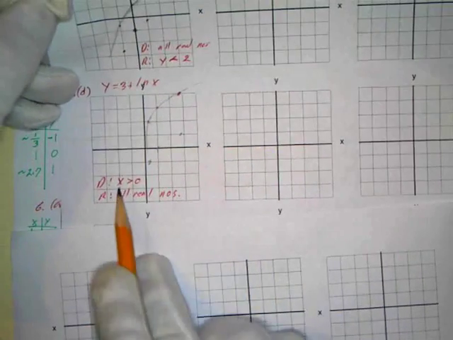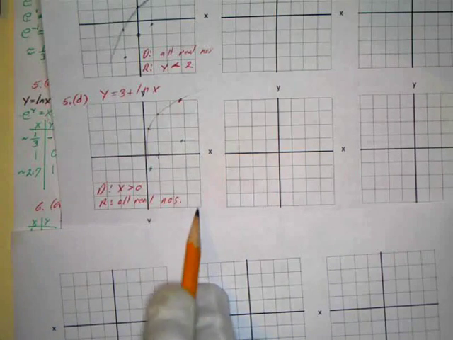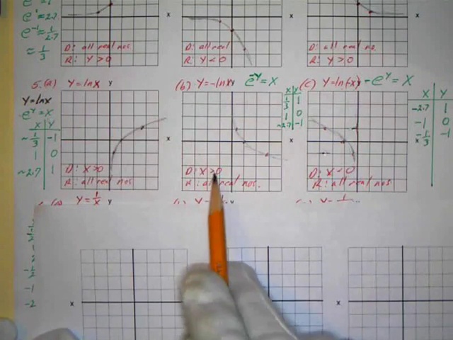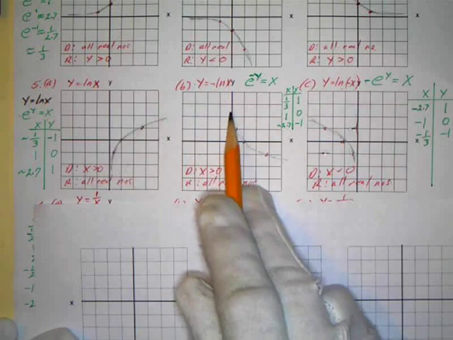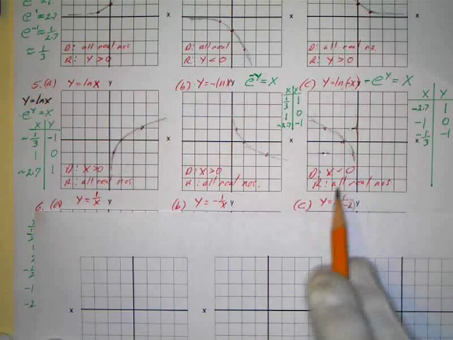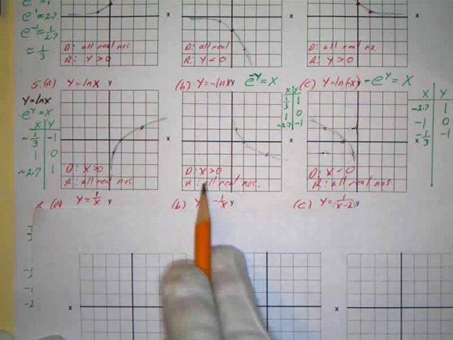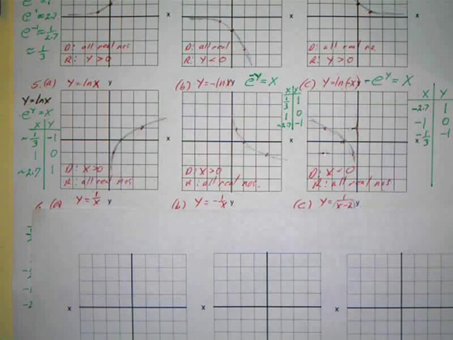Again, the domain here, x is greater than 0, and all real numbers. Okay? And this domain here, I don't know if I went over this, x is greater than 0, all real numbers, and the range, x here is less than 0, and all real numbers. So there's your domain and your ranges for all the functions. Hope that helps.